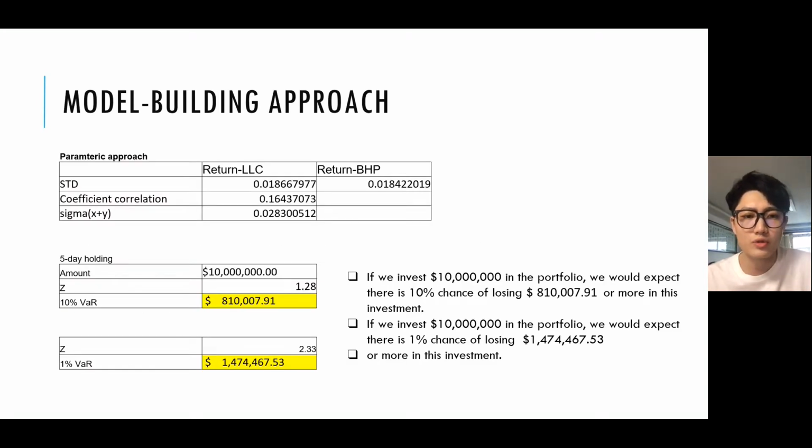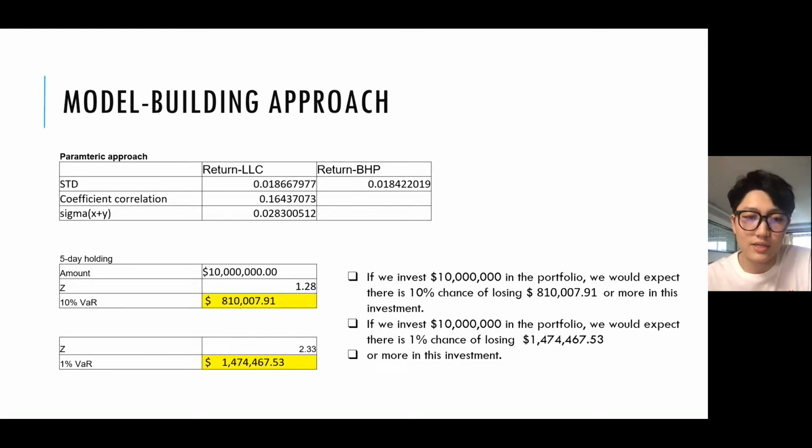The model building method is different from the previous method. The model building approach assumes the market variables follow a multivariate normal distribution. The result I get in part A is as follows. The interpretation is, if we invest 10 million in the portfolio, the same as the last one, we would expect there's a 10% chance of losing about 810,000 or more in this investment. It is higher than historical simulation.